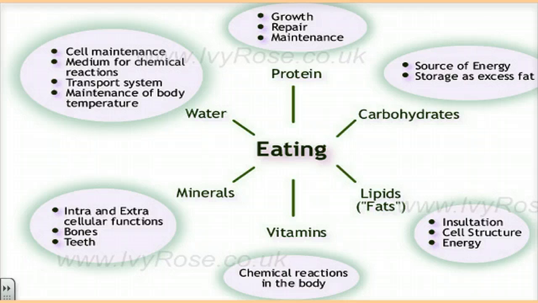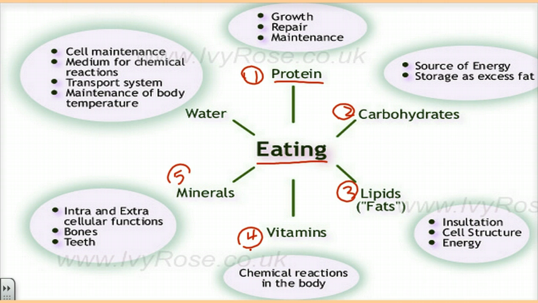So what does eating do for us, or any organism, as a matter of fact? Eating does a number of things. You can get six things out of eating. You can get proteins, carbohydrates, lipids, vitamins, minerals, or water. And each one of these performs a different function and does a different job or task in our body.